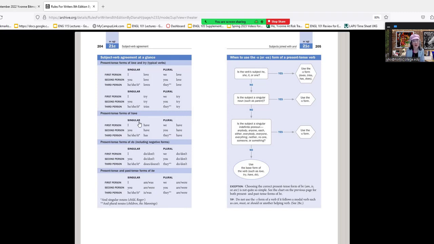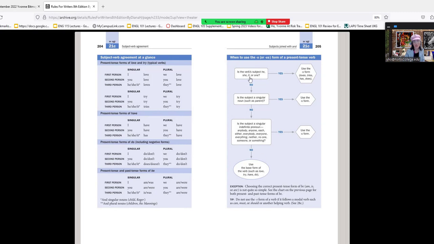Anyway, I just go over the conjugation in my head if I forget, and I just go John and Elaine, they talk, because John and Elaine is a plural subject, and a plural subject always takes a plural verb. So is the subject he, she, it, or one? No. Is the subject a singular noun such as parent? No. Is the subject a singular indefinite pronoun? Anybody, each. Any of these all use singular, okay? All of these take singular, okay? So, no. Use the base form of the verb such as love, try, have, and do.